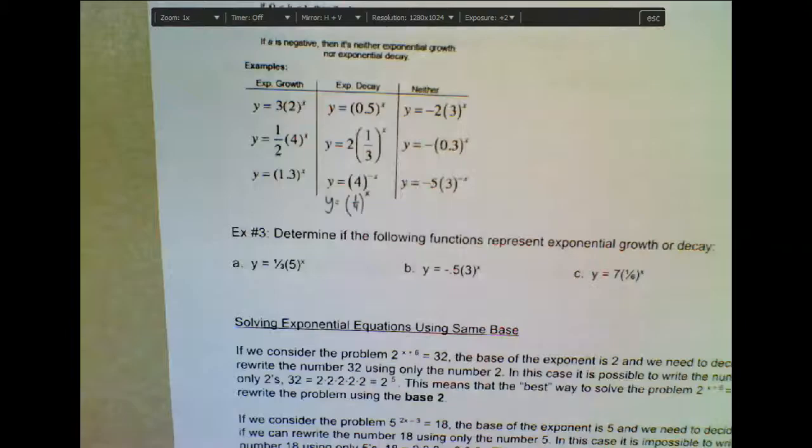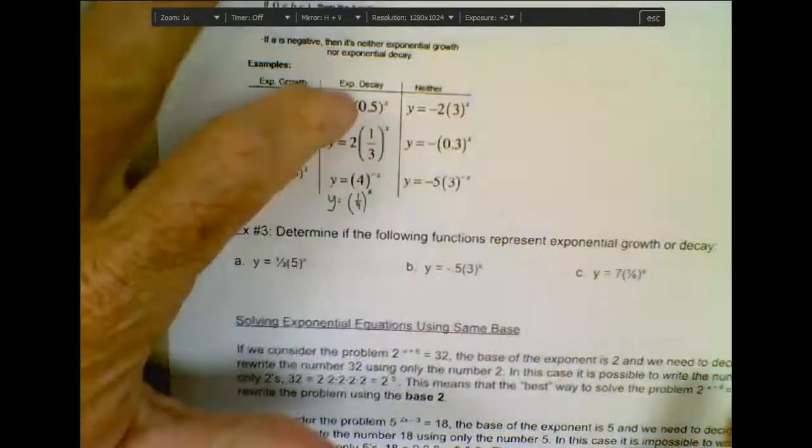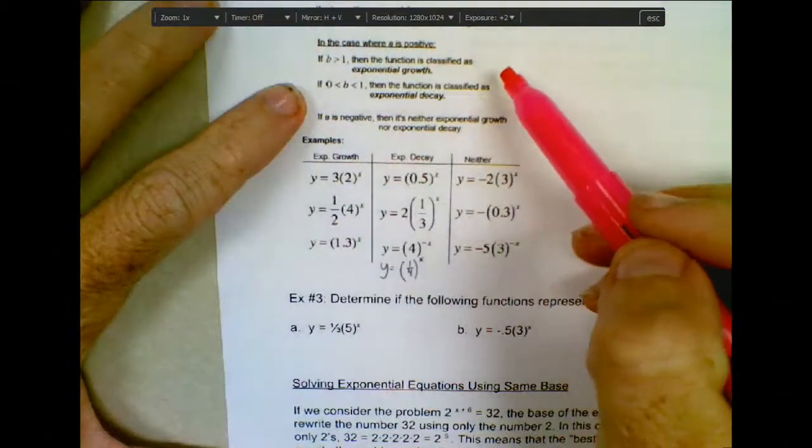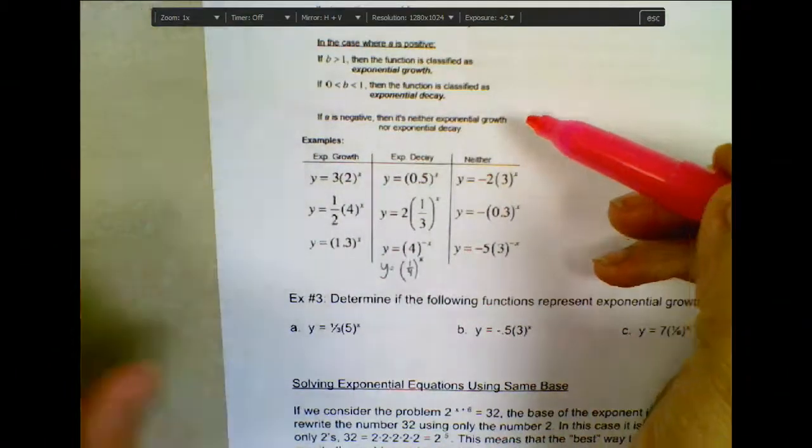Next page. So I've given you a small kind of chart here that helps you figure out whether something is growth or decay. Okay?